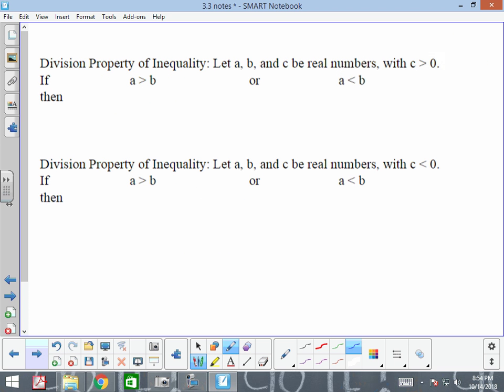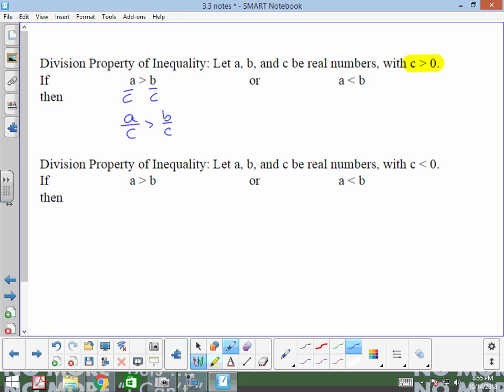All right, same thing happens with division. Whenever we're dividing both sides by the same positive number, the inequality still remains true. So if A is greater than B and we divide both sides by C, then A over C is greater than B over C. Same thing if A is less than B and we divide both sides by C, then A over C is less than B over C.